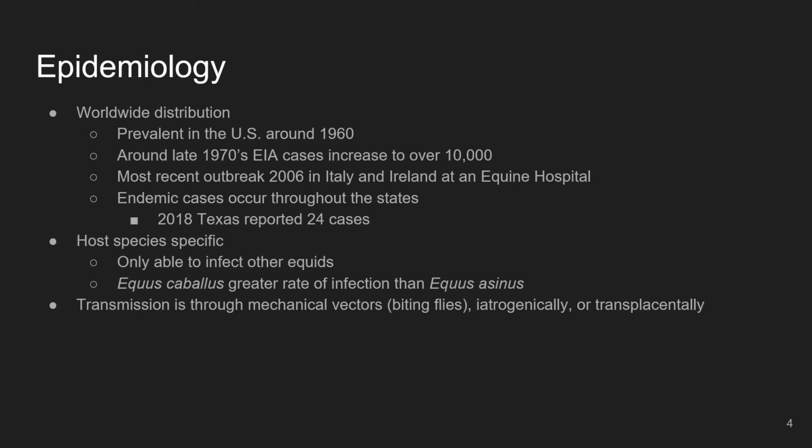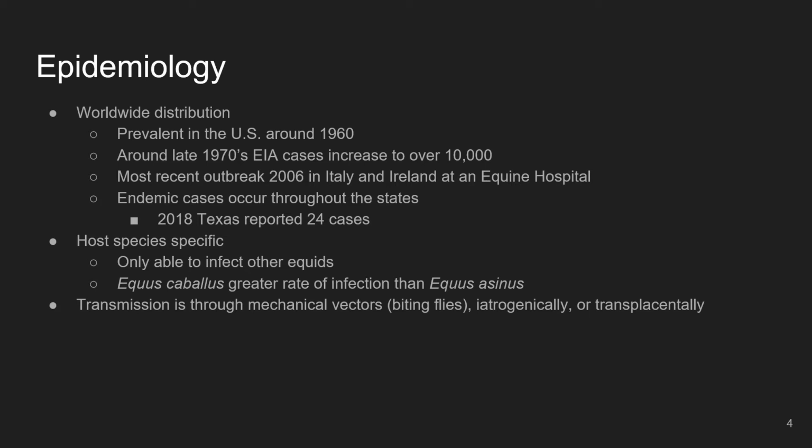However, with the development of serological testing for the detection of viral antibodies, the reported cases of equine infectious anemia have significantly decreased. And as mentioned earlier, equine infectious anemia is a host species specific disease. So the equine infectious anemia virus can only infect equids, and most commonly Equus caballus, so horses and ponies. There aren't too many studies on the infectivity for Equus asinus, or donkeys, but from current research, donkeys seem to be either resistant or asymptomatic to the equine infectious anemia virus.